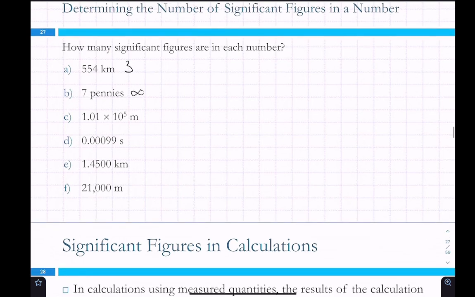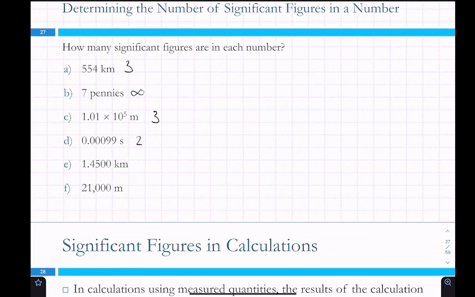How about 101 times 10 to the 5? How many sig figs is that? 3. So the decimal portion is what determines the number of sig figs. The times 10 to the 5 is just a placeholder. 0.00099, just two. Leading zeros, not significant, ever. There are very few things that I could say with confidence, but leading zeros never being significant is one of them.